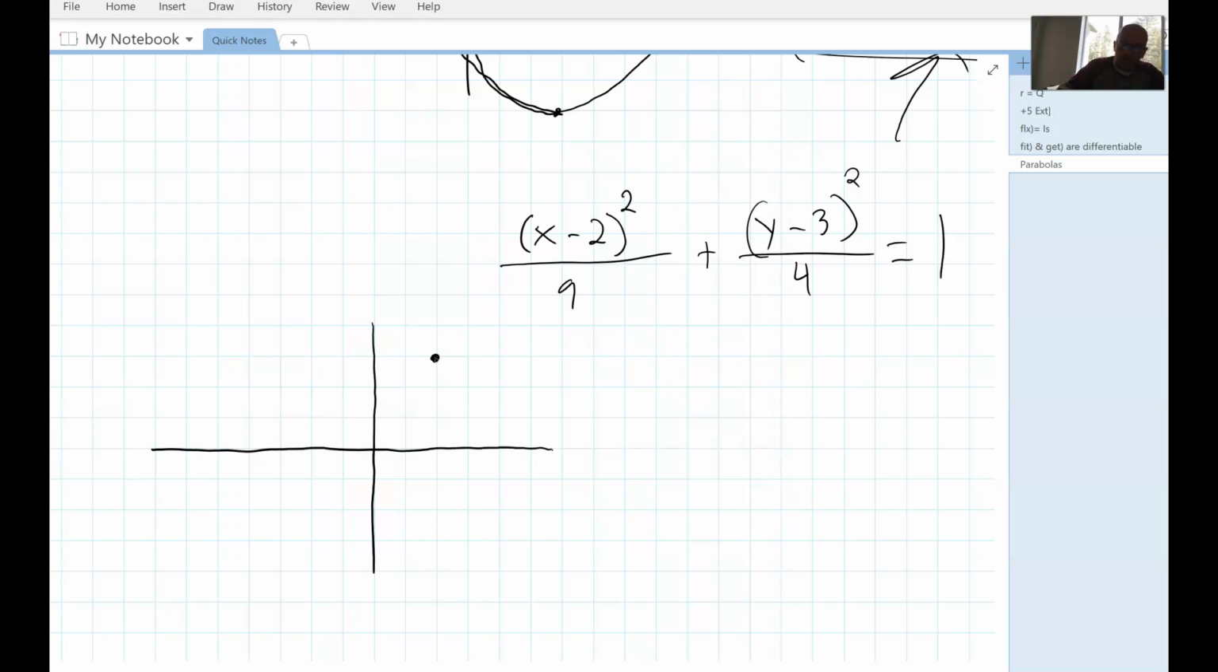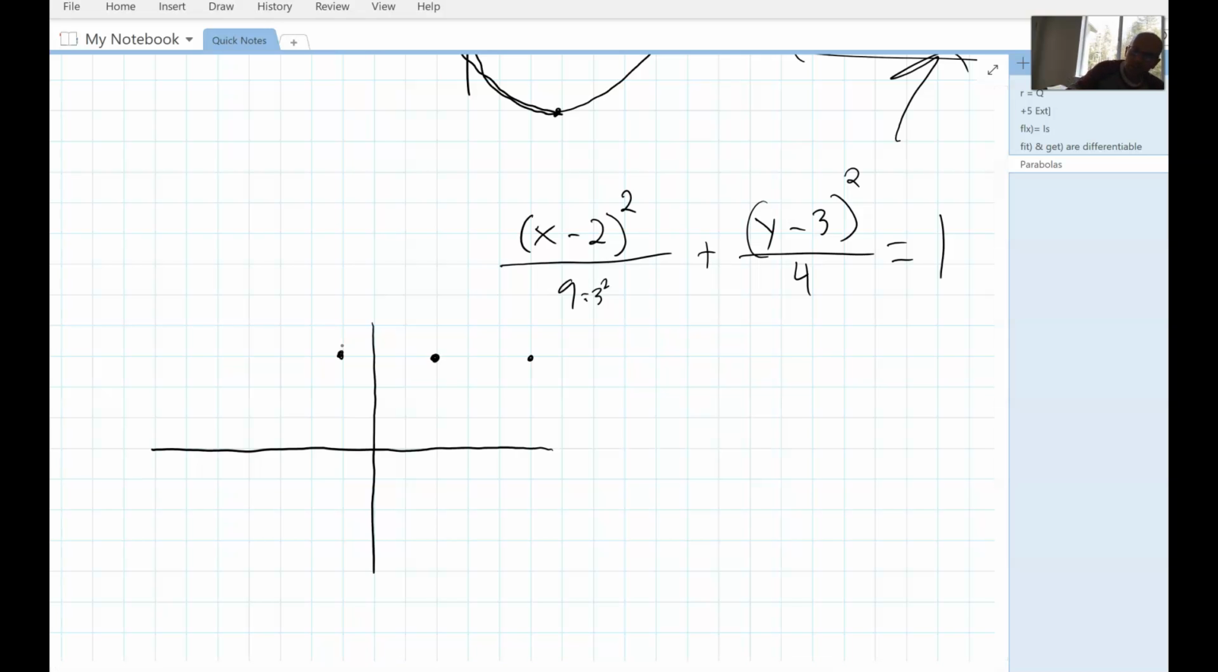So we know the major axis is, so 9 is of course the same thing as 3 squared. So we know the major axis is 6 units long. Or we could say the distance from the center to one vertex is 3. And the distance from the center to the other vertex is also 3. So that would give me my 2 vertices.